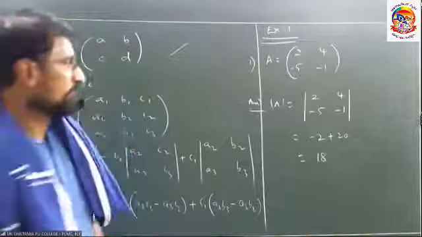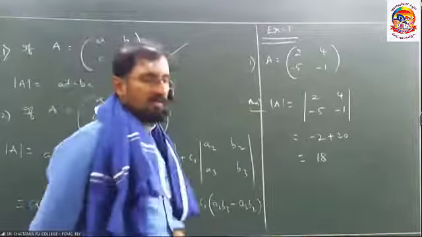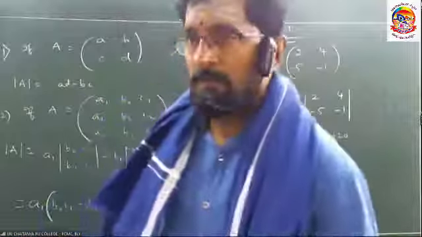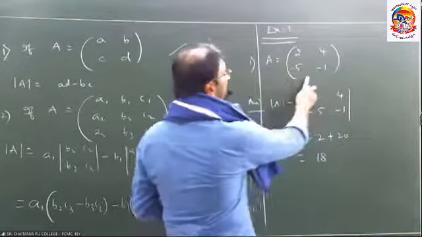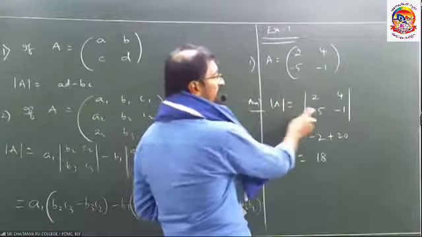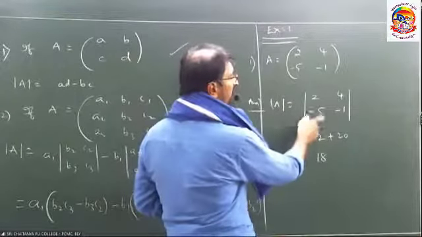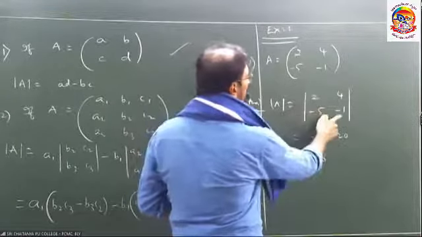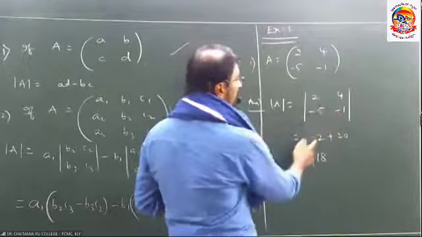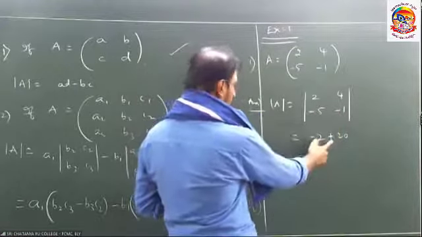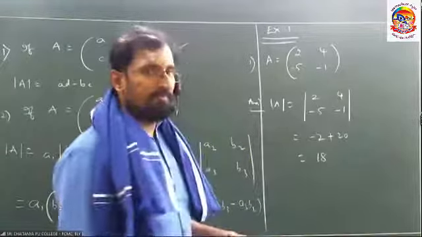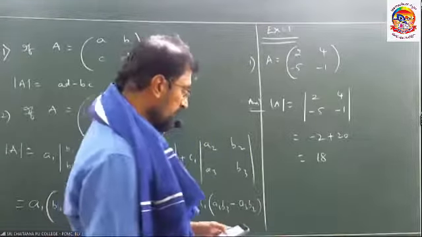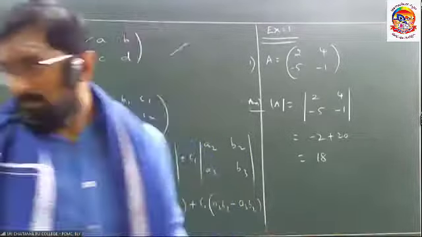Take down. Hope you understood. I am repeating this one. If A is equal to this, then |A| is equal to this one. |A| is equal to ad, which is minus 2, minus of bc is equal to minus of minus 20, minus of minus becomes positive. Now take down another one.